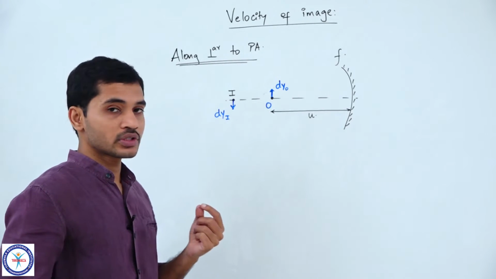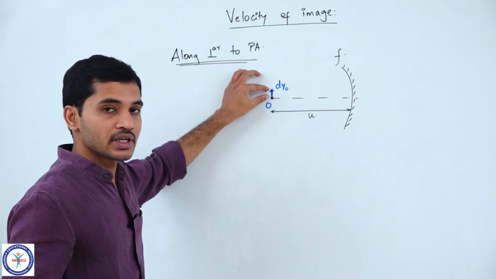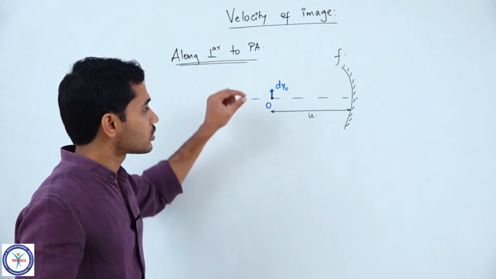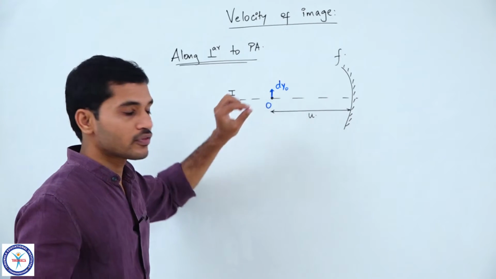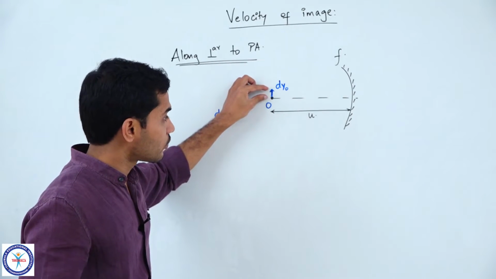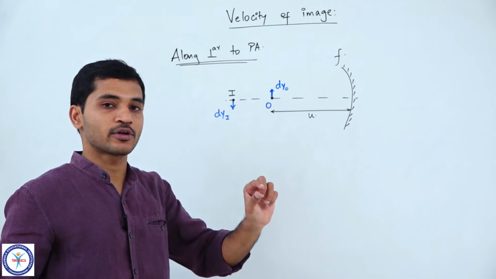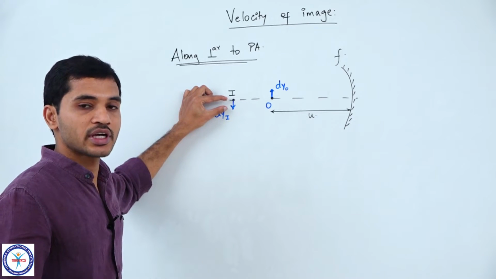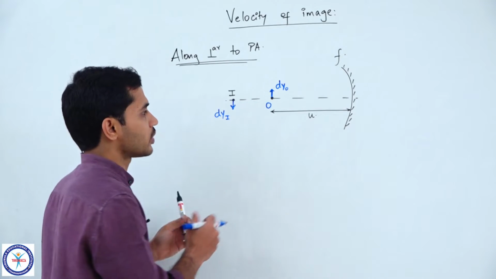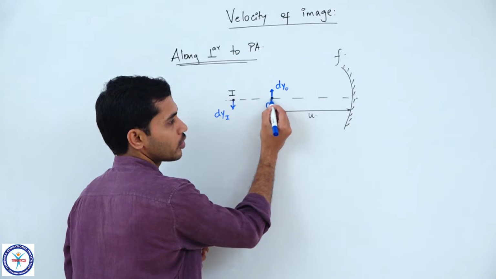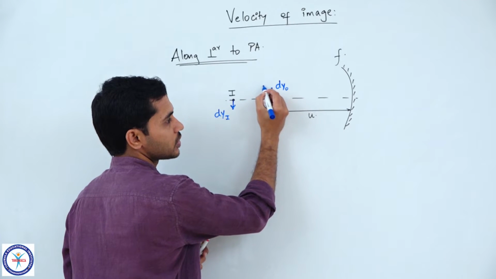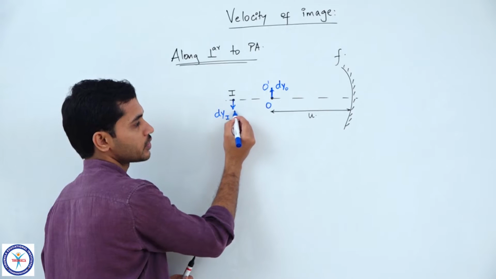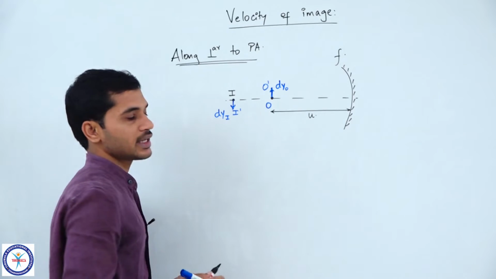Now, you all know that this small distance, instead of considering it as the distance moved by the object, I can also consider that as the height of a different object. If dyo is the height of a particular object, then dyi will be the image height of that object. I will repeat once again. If this point object goes from here to this position, let us call it O dash, the image will move from this position to this position, let us say I dash.